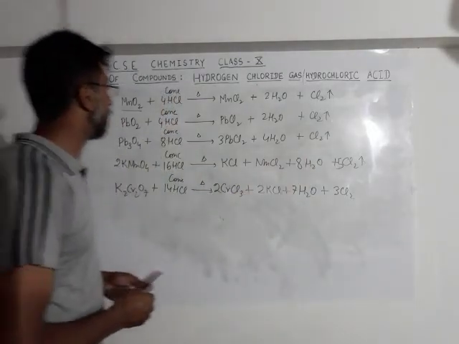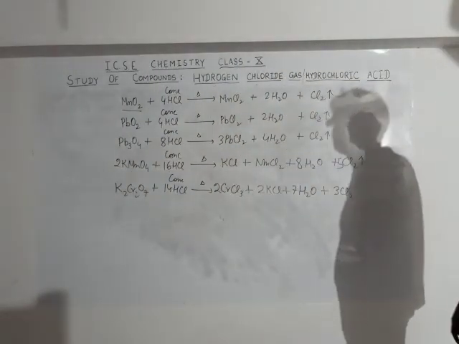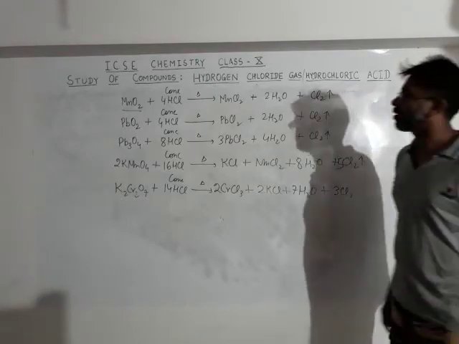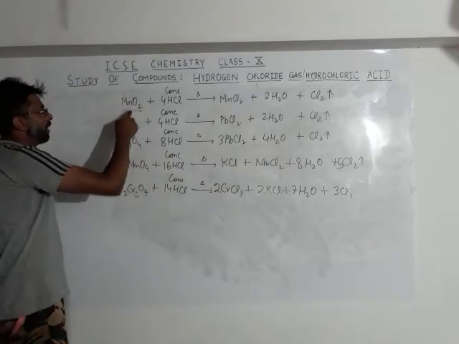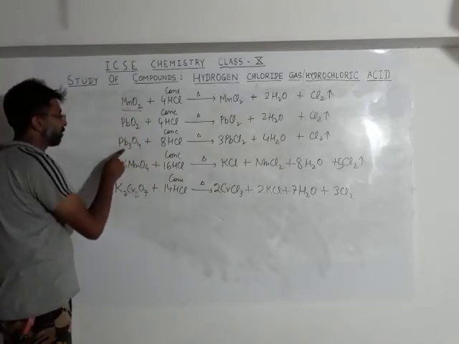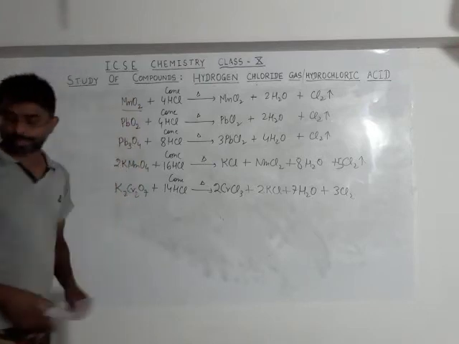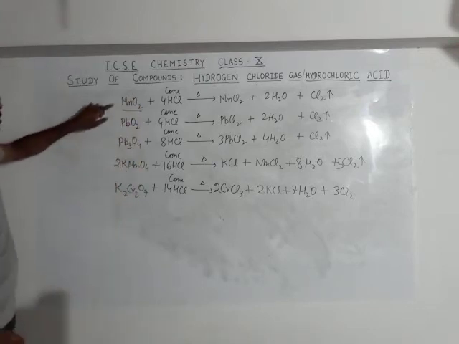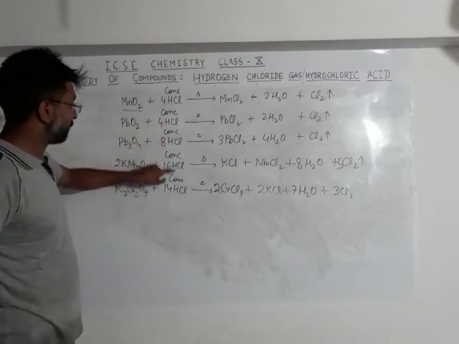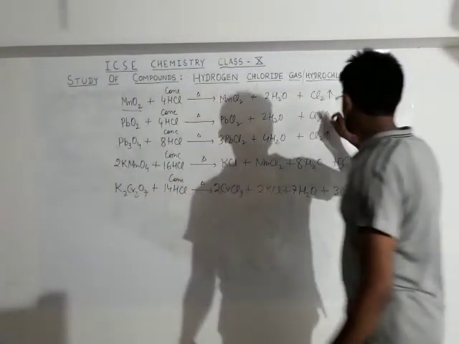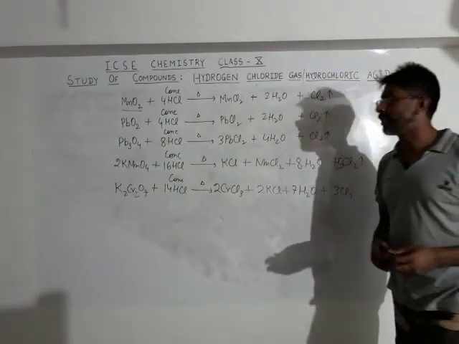You must try to remember them. In these reactions of concentrated hydrochloric acid with oxidizing agents, these are the oxidizing agents: manganese dioxide, lead dioxide, trilead tetraoxide, potassium permanganate, potassium dichromate. Now, these oxidizing agents convert concentrated hydrochloric acid to chlorine gas. Chlorine gas is what? It is a greenish yellow colored gas.